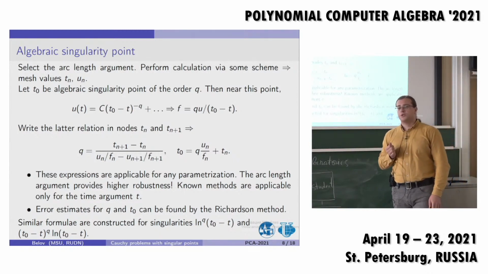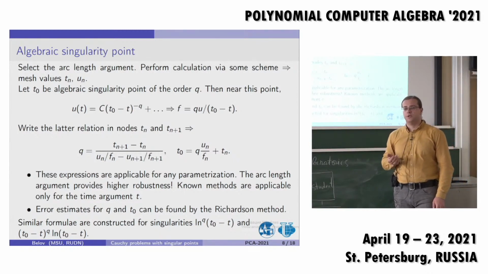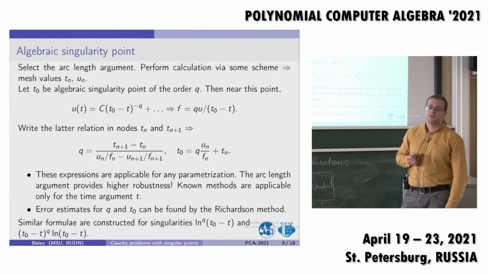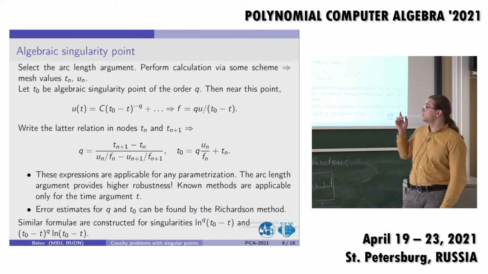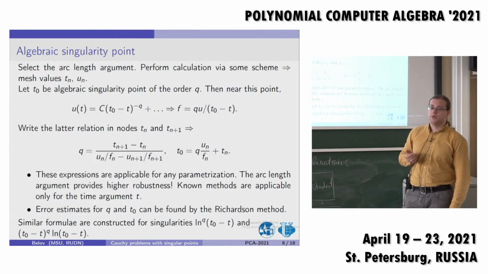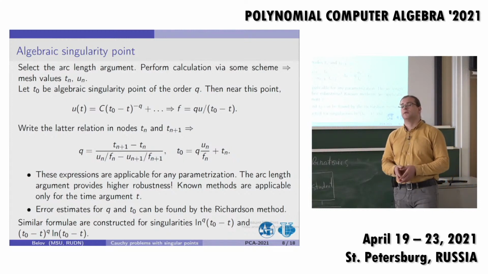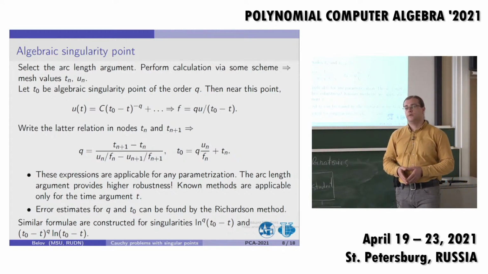In the course of calculation, we calculate Q and T0 in each node along the integration and analyze their behavior. If Q and T0 tend to some constants, then the dominating term in the Puiseux series is the first one, which we considered, and we can definitely detect the algebraic singularity point. Simultaneously, we obtain some approximate values for Q and T0. In order to estimate the error, we should perform calculations on thickened meshes and employ the Richardson estimations.